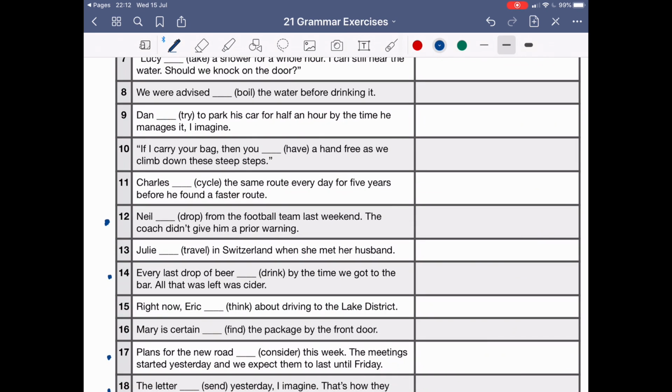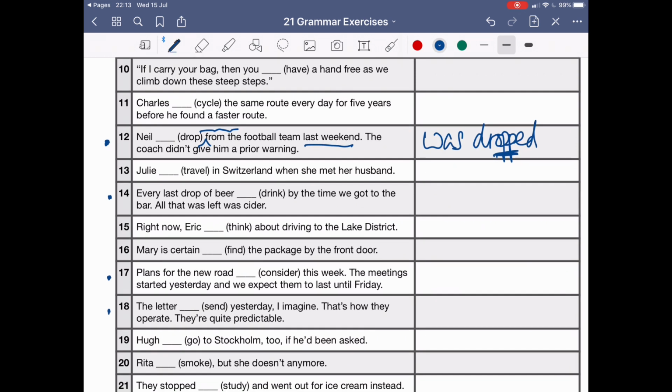12, Neil something drop from the football team last weekend. Oh, you can already see it's going to be past. The coach didn't give him a prior warning. We can see that this is passive because you could say by the coach, from the football team, okay? So Neil, this is just past simple passive, was dropped. Oh look, double P. 14.